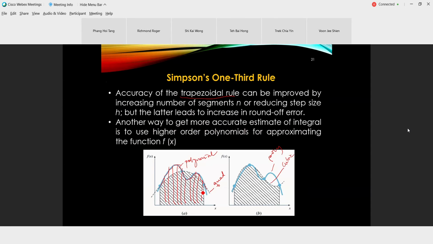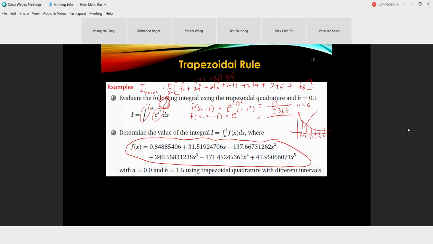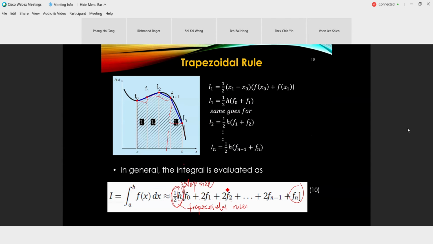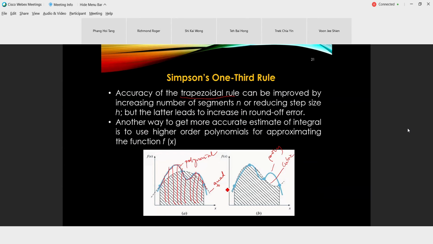Similar to trapezoidal, but if we use trapezoidal, we use the trapezoidal equation like this. We use this trapezoidal rule. If we use Simpson's one-third rule for a polynomial, it looks like trapezoidal but with a different equation. Remember, a different equation from trapezoidal. I don't want students to be confused. So Simpson produces a different equation compared to trapezoidal by increasing the number of segments.